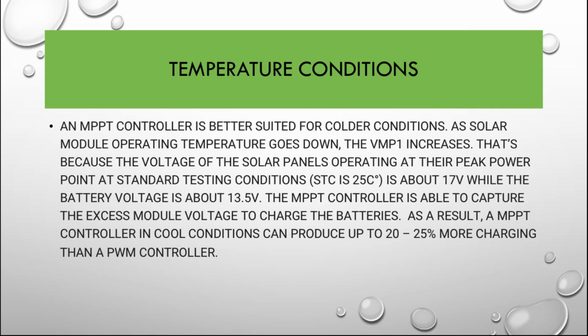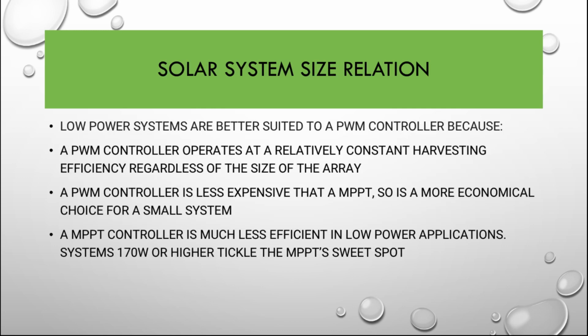Effects of temperature. An MPPT controller is better suited for colder conditions. As solar module operating temperature goes down, the VMP increases. That's because the voltage of the solar panels operating at their peak power point at standard testing conditions is about 17 V while the battery voltage is about 13.5 V. The MPPT controller is able to capture the excess module voltage to charge the batteries. As a result, an MPPT controller in cool conditions can produce up to 20 to 25% more charging than a PWM controller.